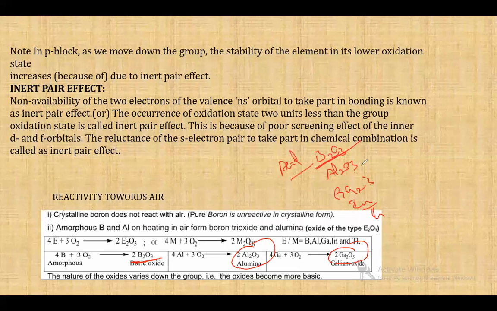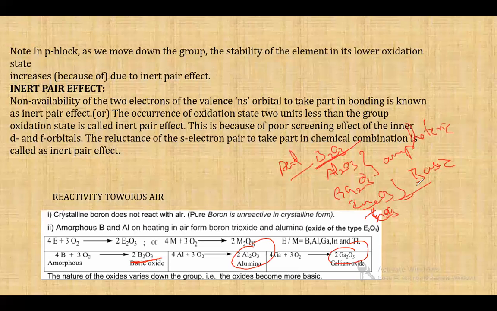Next, Al2O3 and Ga2O3 are amphoteric. And In2O3 and Tl2O3 are highly basic. So this is what we said. I think you forgot all these things we discussed in the earlier class.